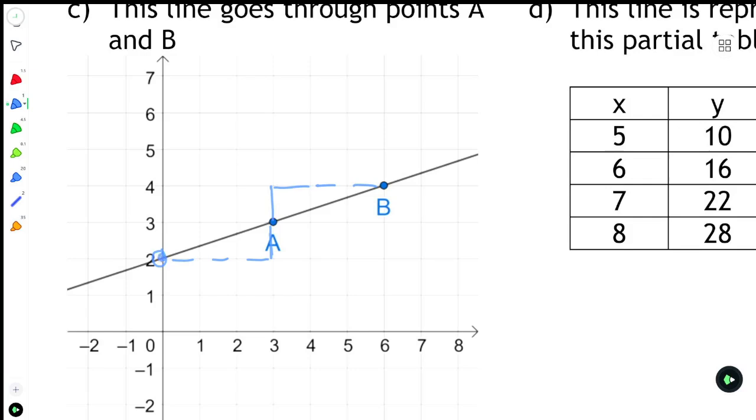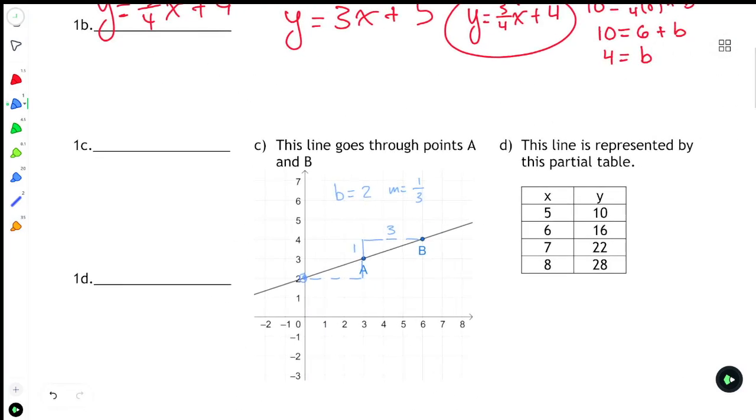So I know that my y-intercept b is the number 2, and I know my slope is this rise of 1 and a run of 3. So my slope is 1/3. So I know both my slope and my y-intercept from this graph. So I can write the equation of that line. The equation is y is equal to 1/3 times x, and then plus the number 2.